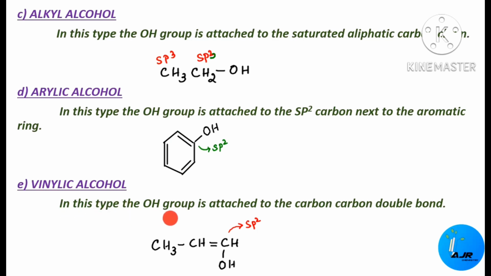In this type the OH group is attached to a carbon-carbon double bond. That means the OH group is directly attached to an sp2 carbon atom. Direct attachment, this OH group is directly attached to a carbon atom which has a double bond. That means it is sp2 hybridized. So if this is the pattern, then we call that alcohol vinylic alcohol.